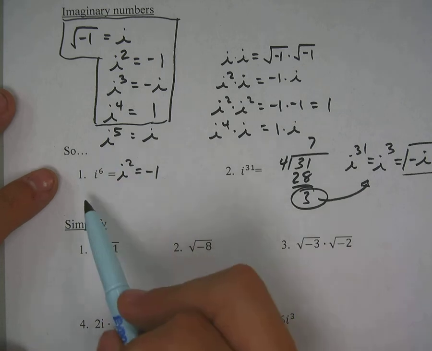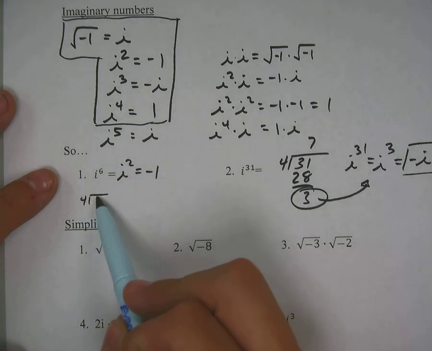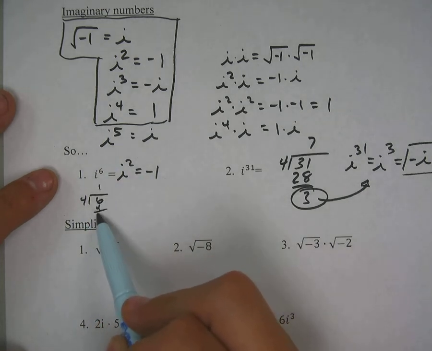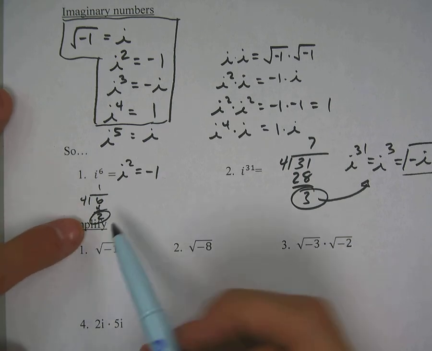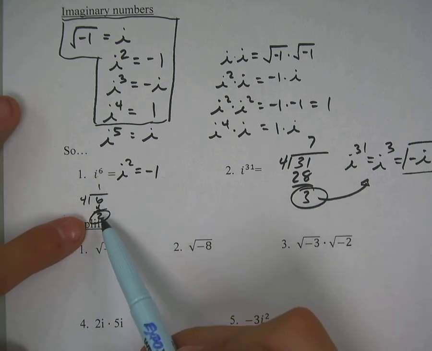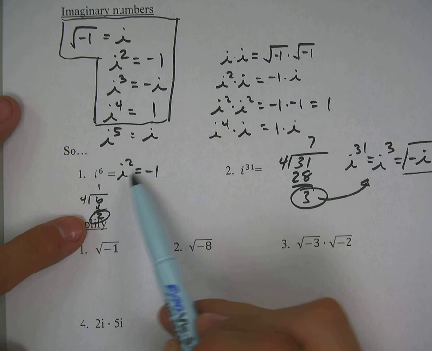The same thing if you want to go backwards just for a second, we could have done it for this one. You know, 4 divides into 6 once, and you have a 2 remainder. So that means i to the 6 is the same thing as i squared, which is what we said, which is negative 1.